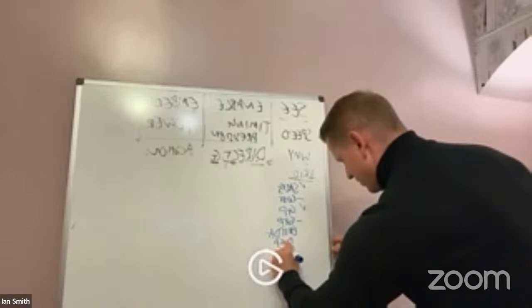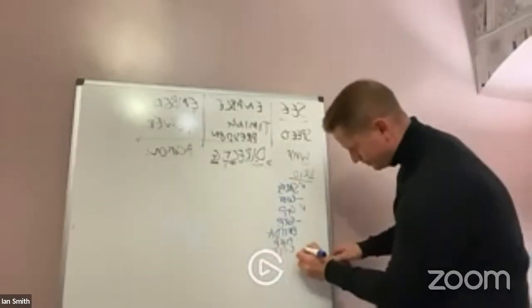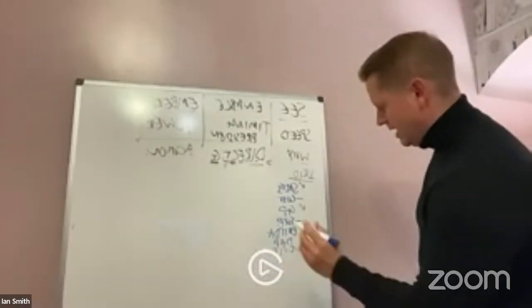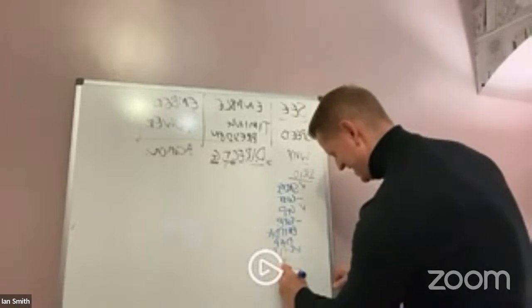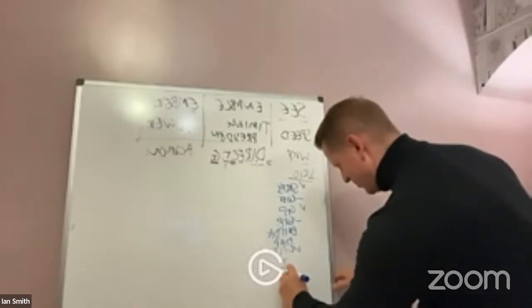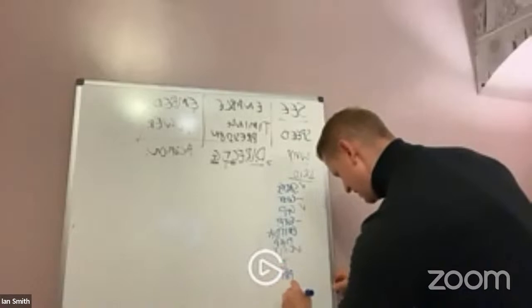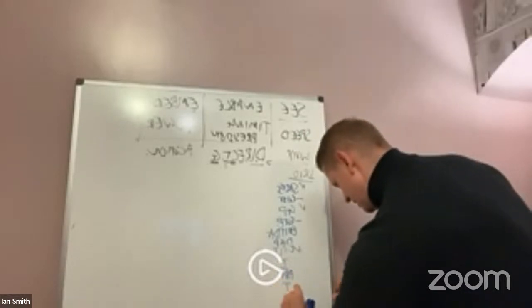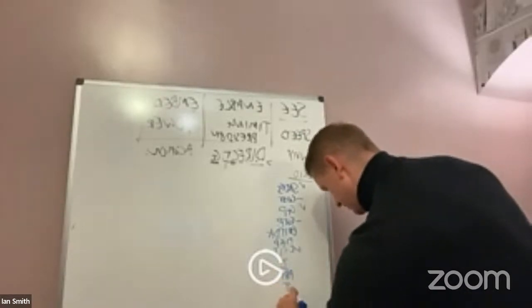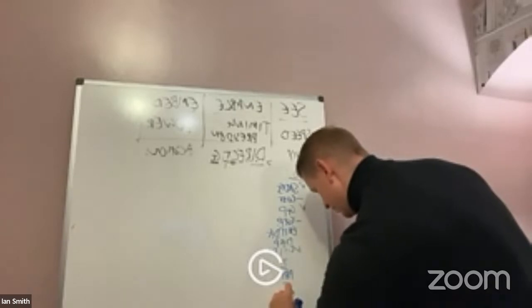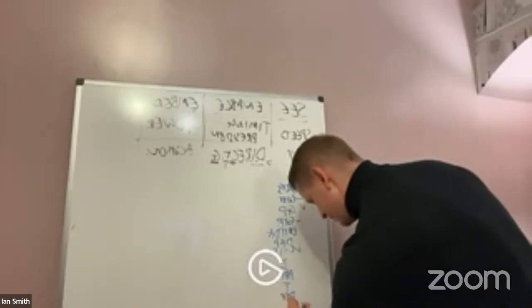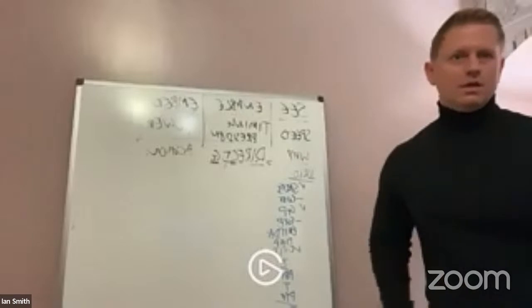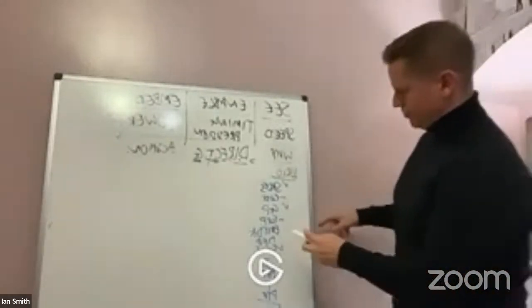Earnings before interest and tax. That's a good figure. Then you have your interest. Then you have your profit before tax. Then you have your tax. Then you have profit to the firm. So this is your profit and loss.